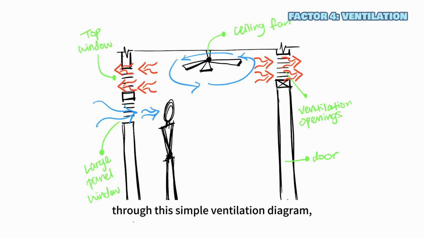Through this simple ventilation diagram, you can see how hot air rises to the top since it's less dense, while cool air stays low because it's denser. The upper ventilation openings and window allow hot air to escape, and the big lower window pulls in fresh, cool air. This is known as cross ventilation, also known as natural air conditioning.